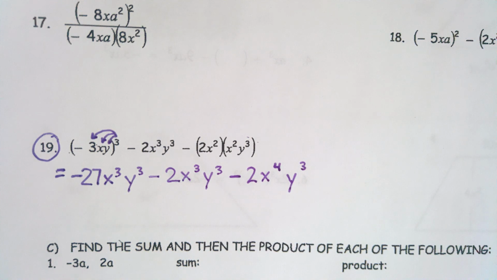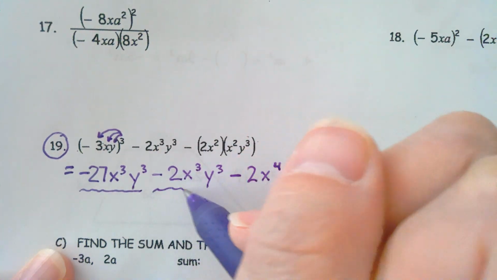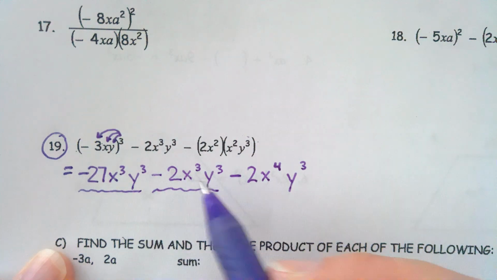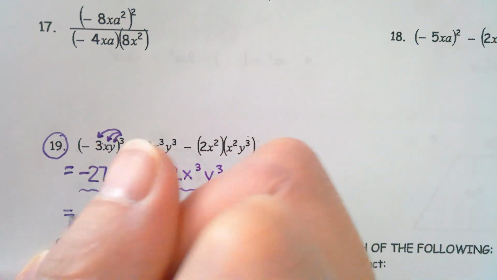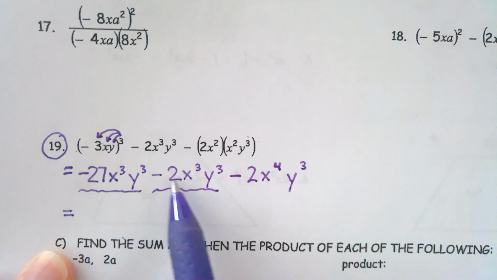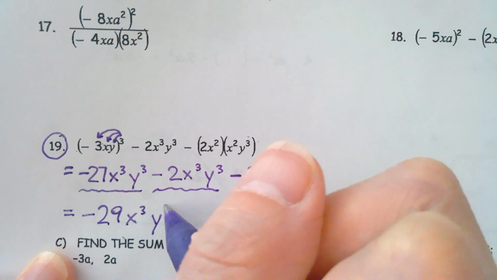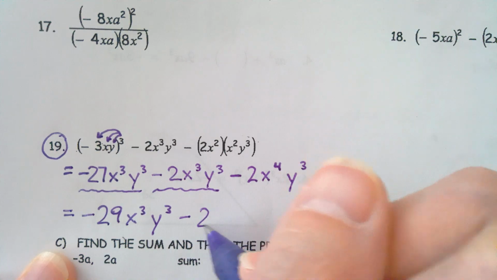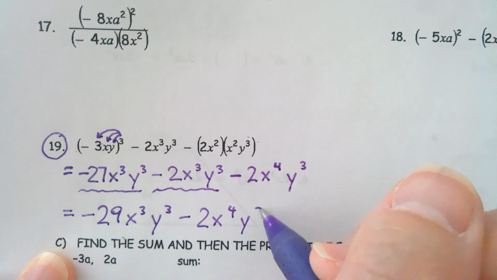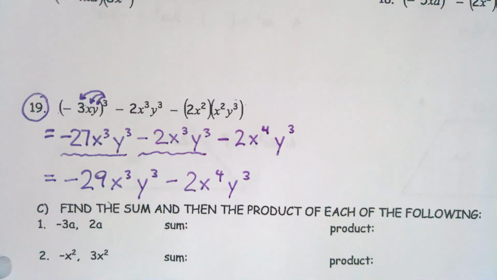It could be simplified more. Right. These two are like terms. Notice it's x cubed, y cubed, x cubed, y cubed. So they're the same thing. Since they're the same thing, I can combine them. -27 minus 2, -29 x cubed, y cubed. And then here, I can't combine it because not everything is the same. So minus x to the 4 y cubed. Now is this my final answer? Yes. Okay. It looks weird, but that's all it is.